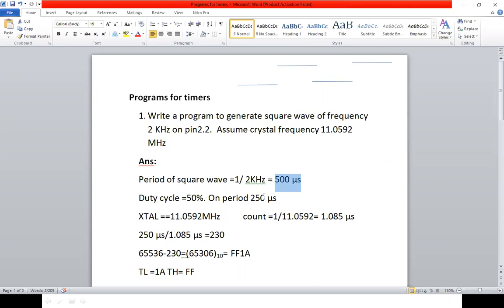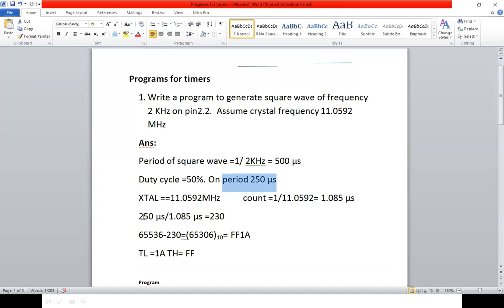Now see, it is a crystal frequency in megahertz. So what is the count? 1 upon 11.0592 gives 1.085 microsecond, which is the count for your crystal frequency, and 250 microsecond is the delay for your square wave. So what we have to do is divide this 250 microsecond by 1.085 microsecond, and you will get the value 230.